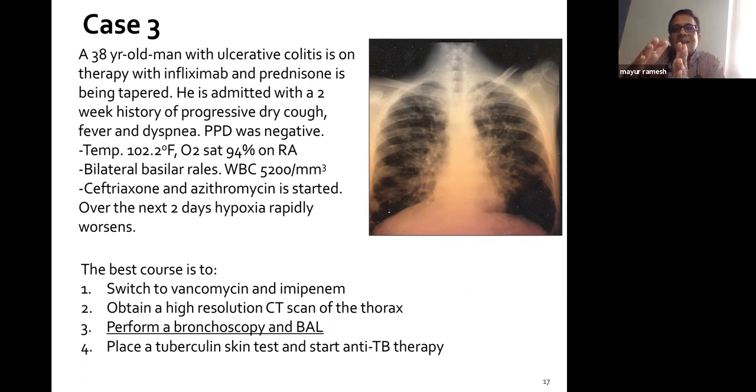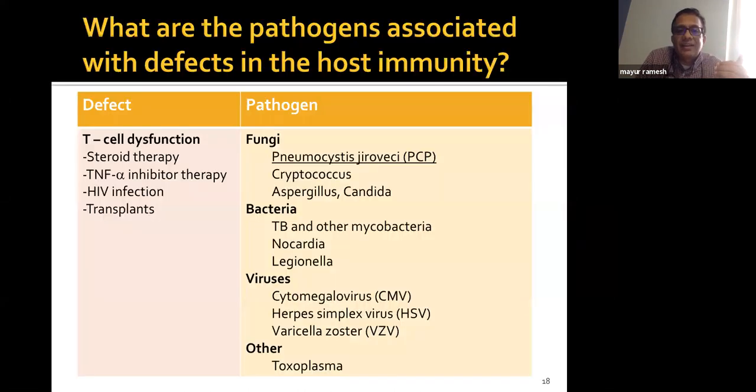It sort of affects the T-cell pathways a little bit, but when you add steroids to it, that adds to the T-cell immune deficit, and that tends to cause additional trouble. So we have to worry about what conditions are associated with TNF-alpha related pathogens. When you look at T-cell related dysfunction, steroid therapy is more common, TNF-alpha less common, HIV obviously, and solid organ transplants predominantly carry a lot of T-cell dysfunction.